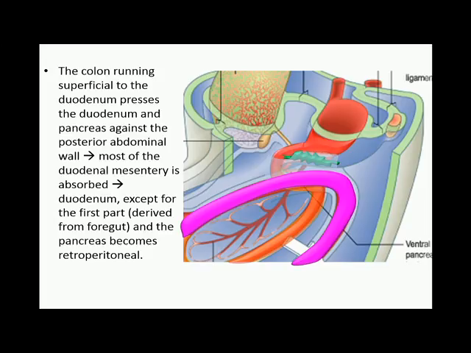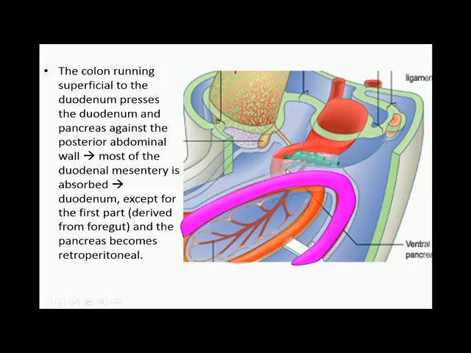And not only that, when it occurs, it will push this duodenal loop, which initially had a dorsal mesentery. Now it is pushed back onto the abdominal wall and it loses its mesentery, the duodenum. So most of the duodenum becomes retroperitoneal. Okay? So that is how it happens.